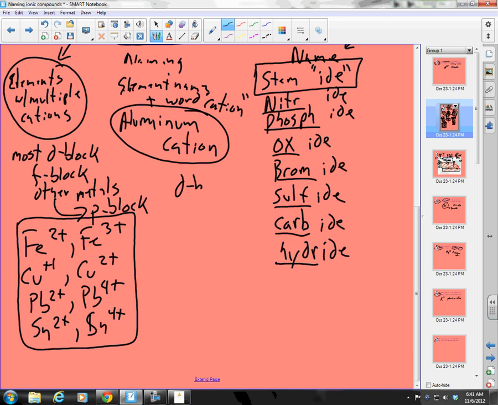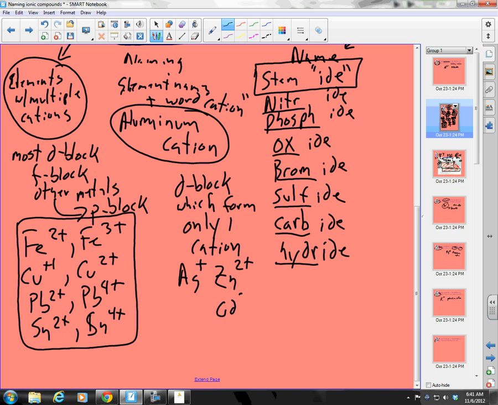Really, these we want to put over here. We have some D block elements which form only, well, I should say only, but most of the time, one cation. And so these are kind of exceptions to the D block. Silver is almost always +1. Zinc is almost always +2. Cadmium is almost always +2.